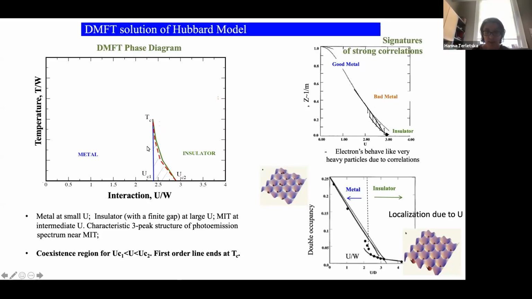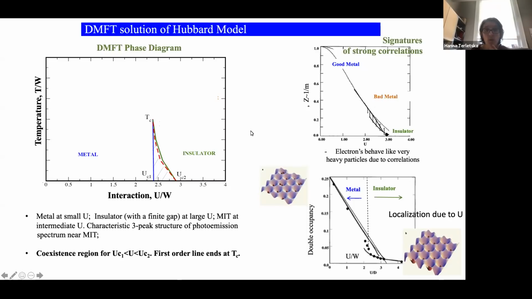So this is the coexistence region that I described, because this delineates the region of the first order transition. As you increase temperature, as expected, that coexistence region is getting narrower and narrower, and it ends up in the second order critical point TC.